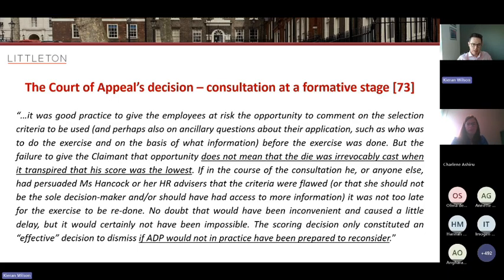The next slide really goes on to just show how that played out on the facts of this case. As long as the die wasn't irrevocably cast, or as long as ADP would have been prepared to reconsider, regardless of how late in the process that was, regardless of how unrealistic that might have seemed in practice, that might be enough. Now, obviously, it will all come down to the evidence, including the documentation that was issued by the employer as part of the process. We'll come on to talk about that in a minute, whether that is the case or not, and whether the employer is capable of demonstrating that.